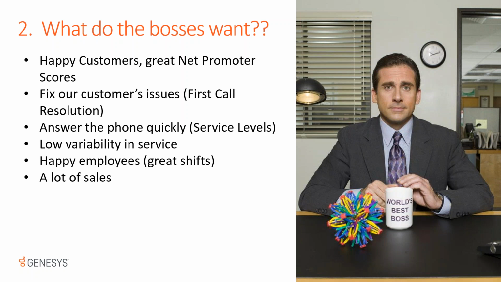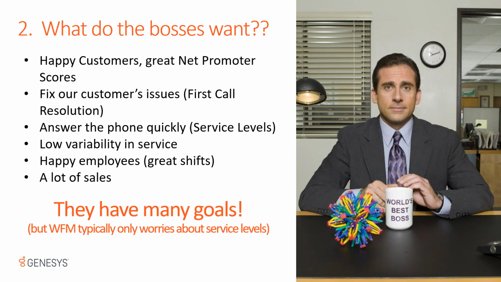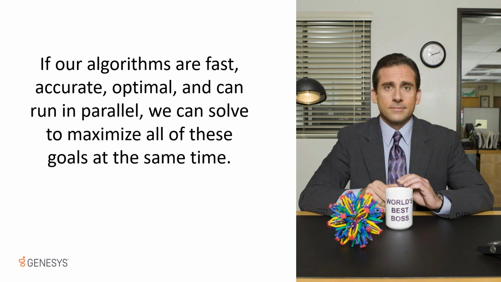They want to have happy employees. They want to have a lot of sales. All these things are things that bosses want. They have a whole ton of goals, but the interesting thing is that all of our workforce management systems typically worry about one thing, and that's service level only. You enter a service level goal, and that drives the rest of the process. When in fact, the things that the bosses care about more are different. So if our algorithms are fast, accurate, and optimal, we can run them in parallel and start solving these other objectives too. That is one of the things that's kind of cool that is going to be coming because we have speed and cloud computing.